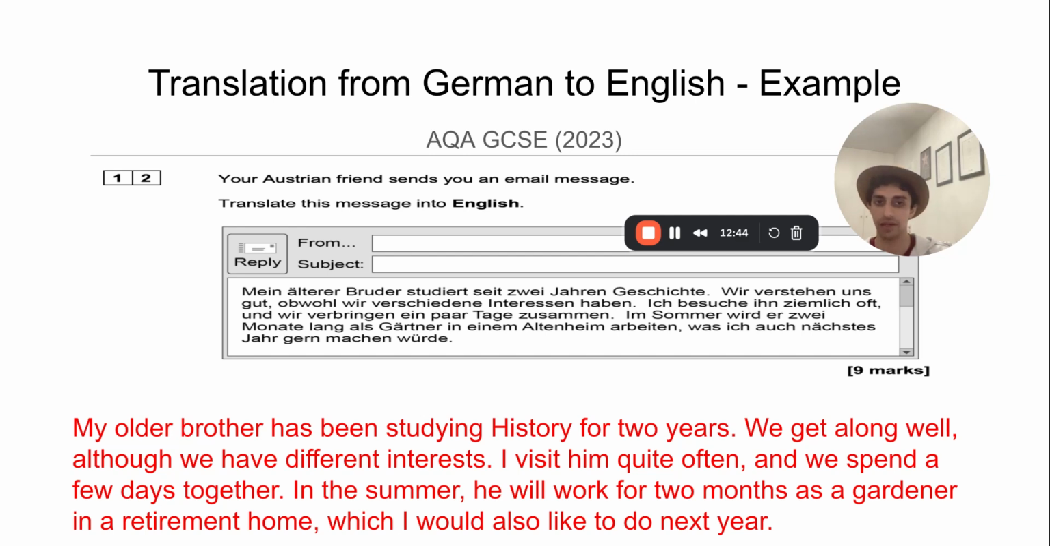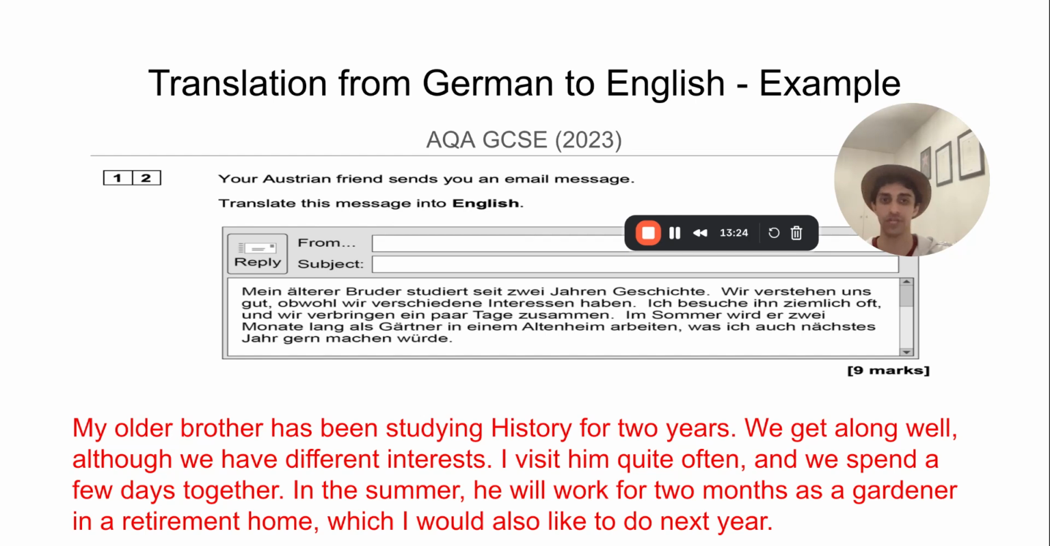And many things which are just one word in German, like Altenheim, are very difficult, if not impossible, to capture in one word in English. So I put that as a retirement home, for example. Other than that, I've just focused on conveying the sense of the original. Yeah, and it's important that the final version in English here makes good sense as well.